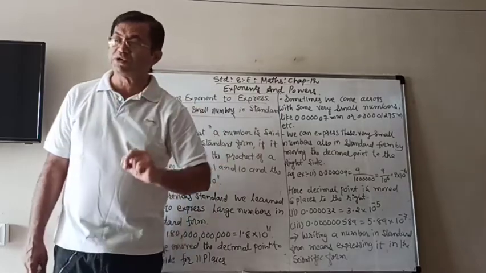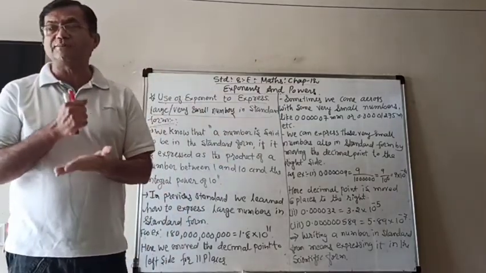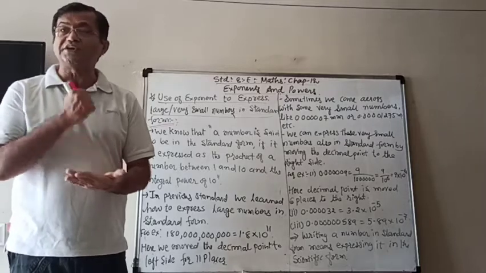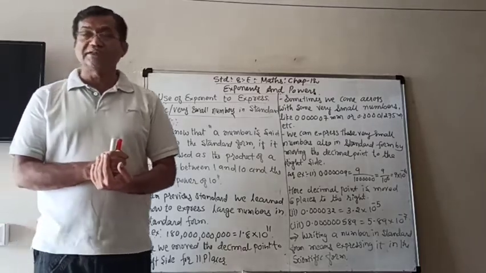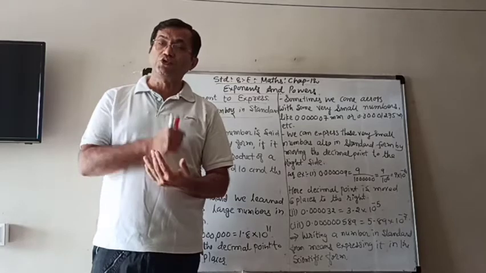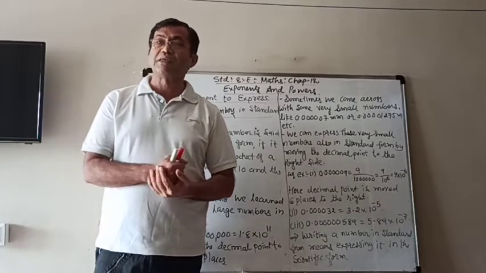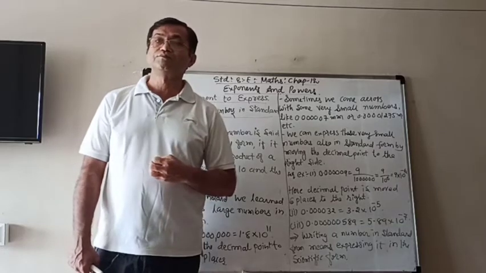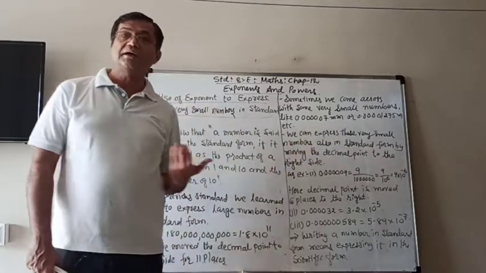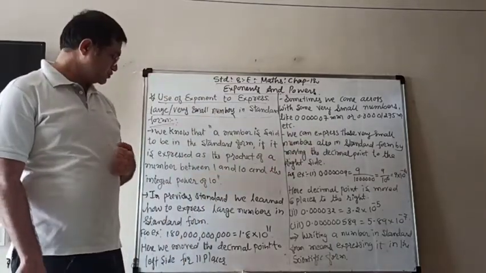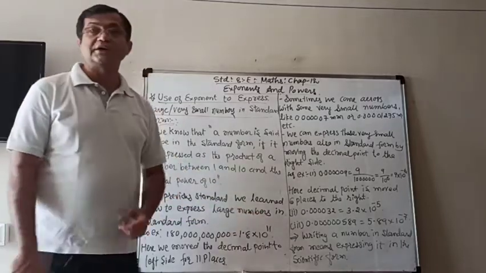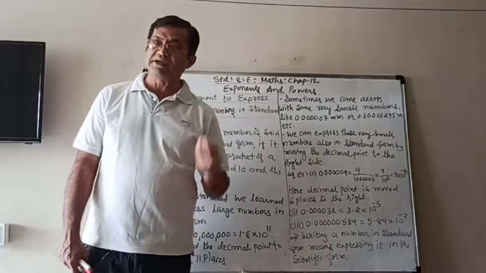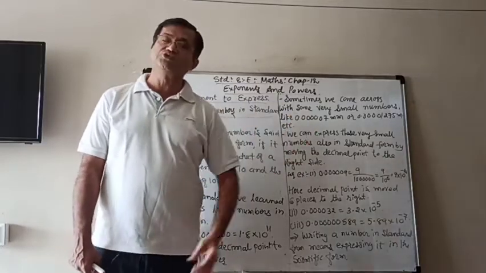So two things you have to remember. The decimal point must be placed after the first non-zero digit. And then you have to remember how many places we moved that decimal point, to the left side. That much is the positive power. If you move 5 places, 10 raised to 5. If you move 7 places, 10 raised to 7, and so on.